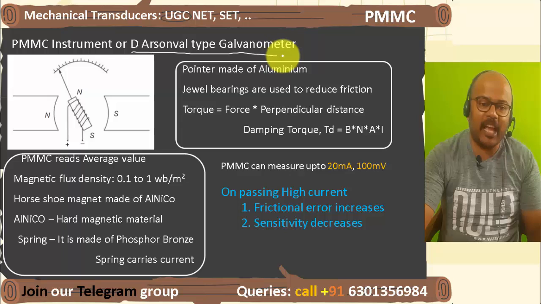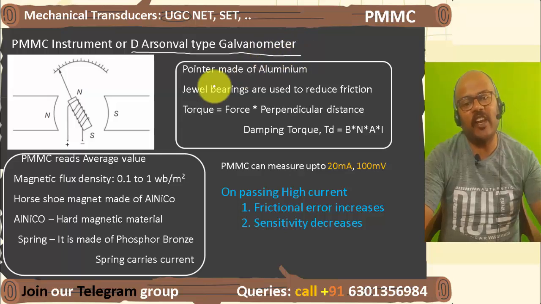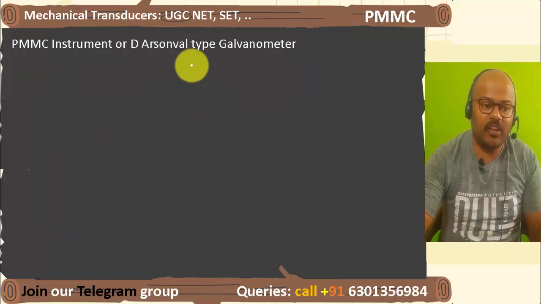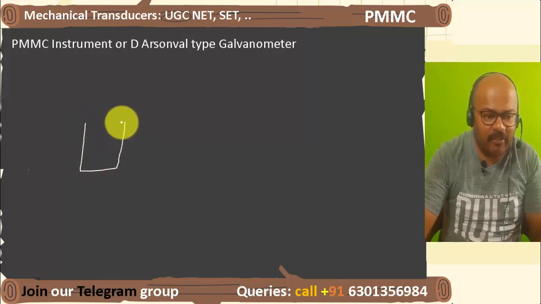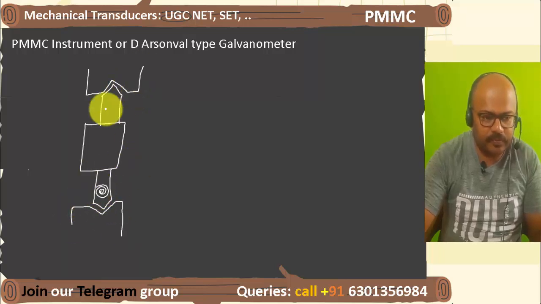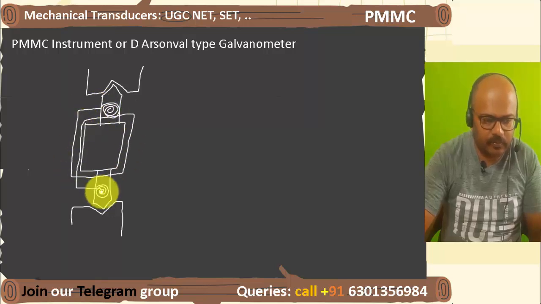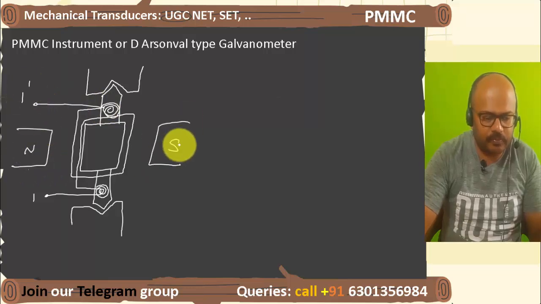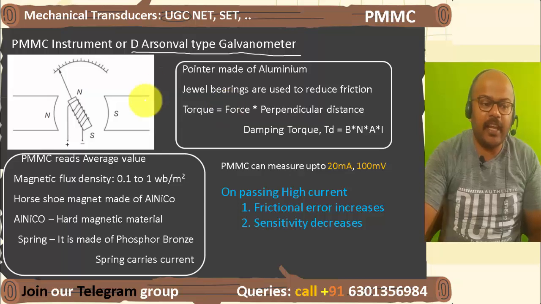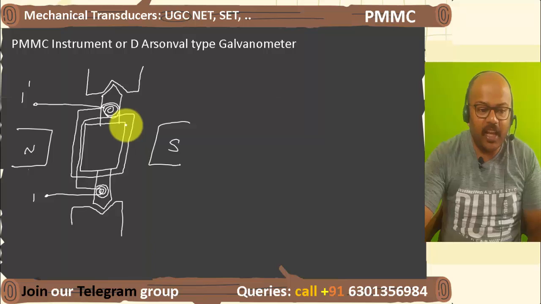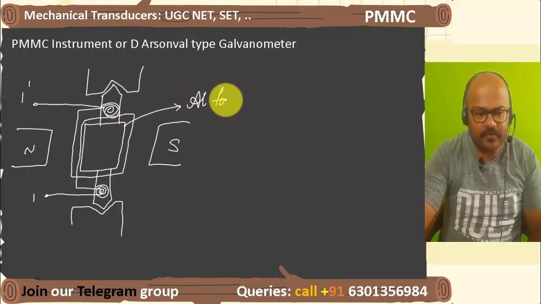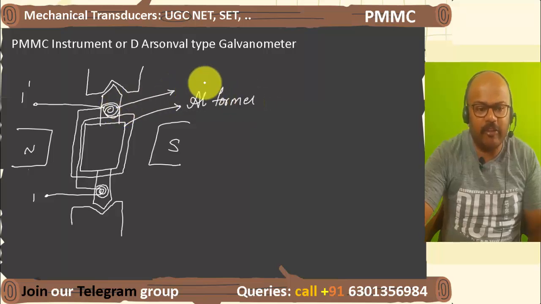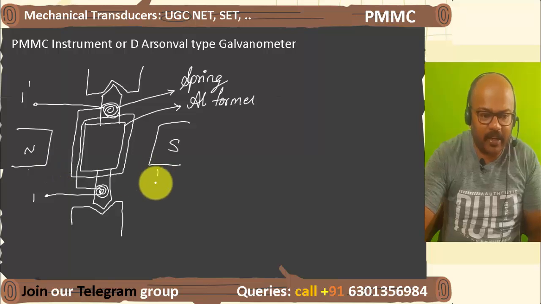See, the construction part is very, very important. You please have an idea of it. Now, look at the things. You will be having an aluminium former. Now, consider this diagram. See, in the case of PMMC, this one we are going to call it as aluminium former. And here the current which will be carried by a spring. This N and S, what I have written, it is a permanent magnet.